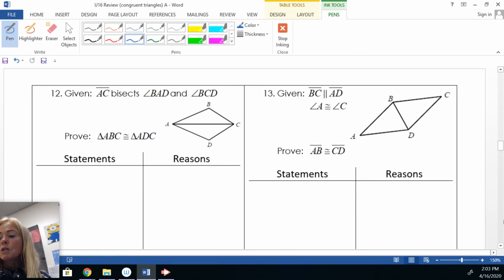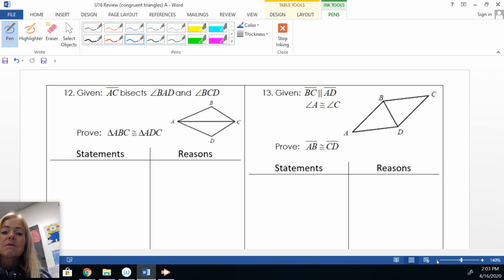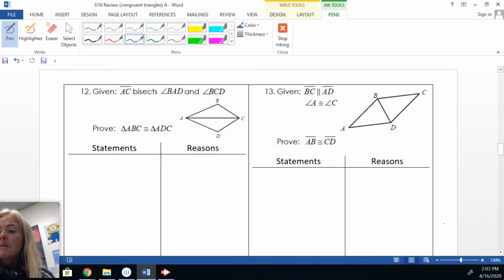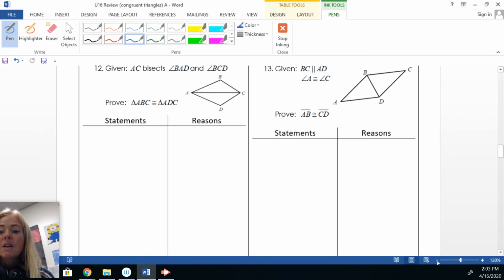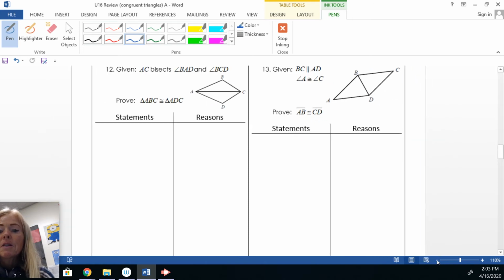Now we get to hit the proofs. Woohoo! Yay, proofs. All right, I'm going to make this a little smaller so it's possible to fit the whole thing on one page.